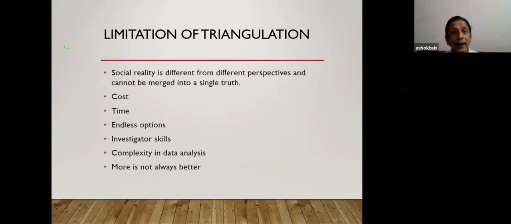However, there are certain limitations of triangulation. What are the limitations? Social reality is different from different perspectives and cannot be merged into a single truth. Look at this phenomenon. So far we have been batting for triangulation, and now we find that social reality differs across perspectives and cannot be merged into a single truth.